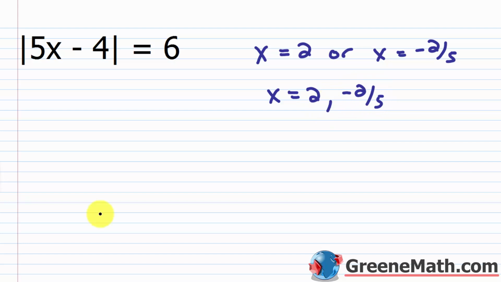Each is a solution. Now, again, if you want to check this, you could plug a 2 in for x. And you could also plug a negative 2/5 in for x. And you would see that the left and the right side are equal. So let's go ahead and check it.